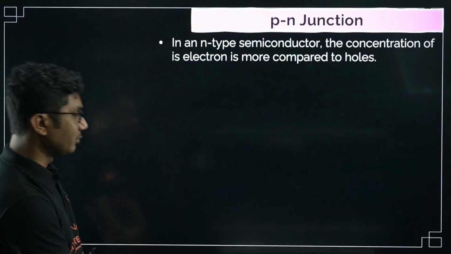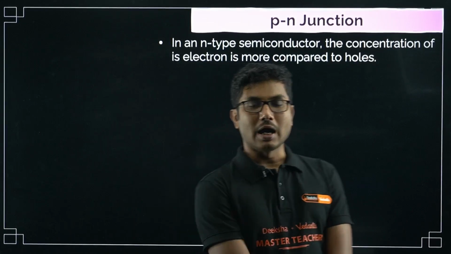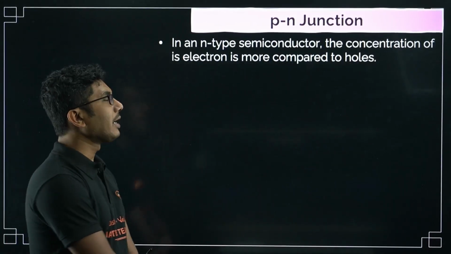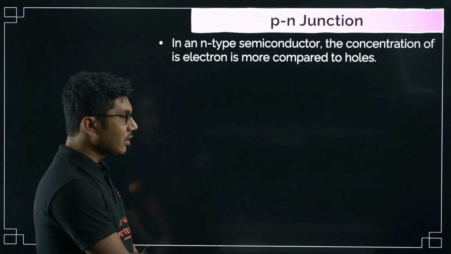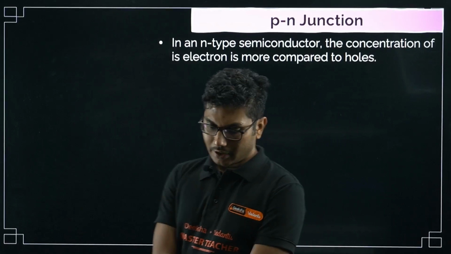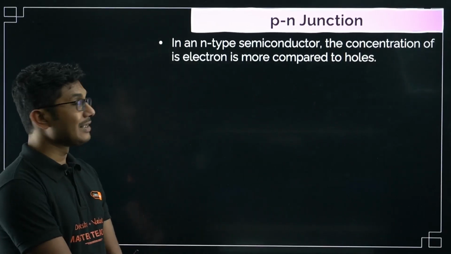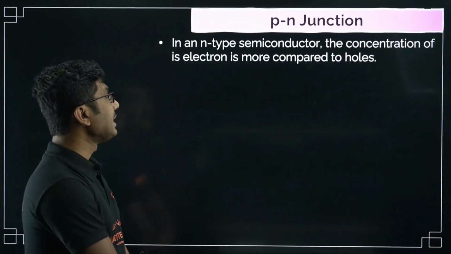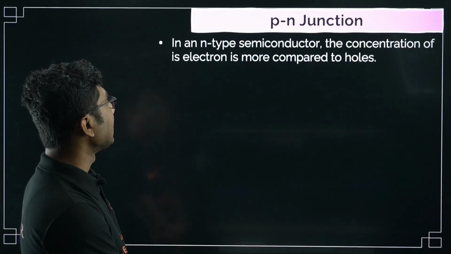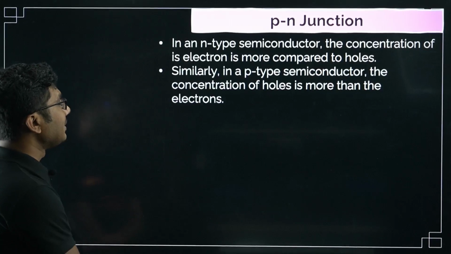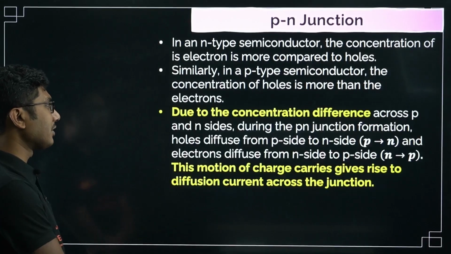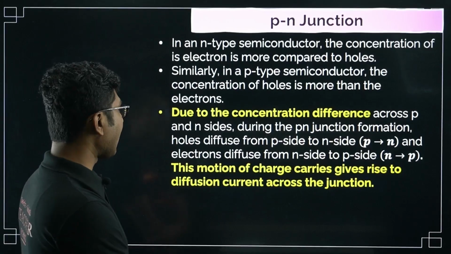Now p-n junction. So p-type and n-type generally are good in conduction, but still they are not as good as a conductor. So what are the uses of this? One of the uses of them is the p-n junction diode. There are other types of application as well, but this is the very basic part. In a p-n junction diode, in the n-type semiconductor, the concentration of the electron is more compared to the hole. Similarly, in a p-type semiconductor, the concentration of hole is more than that of the electrons, due to the concentration difference across the p and n side.